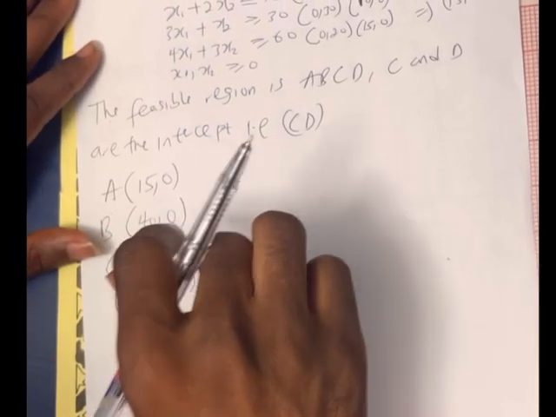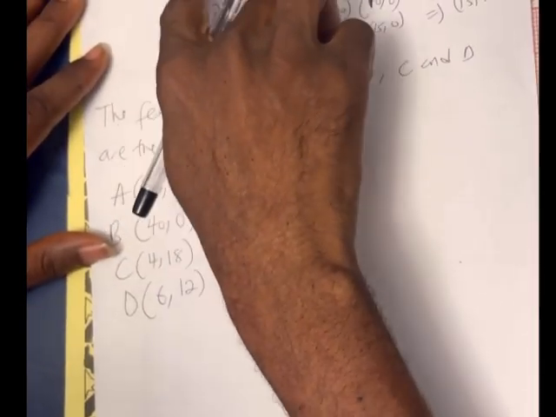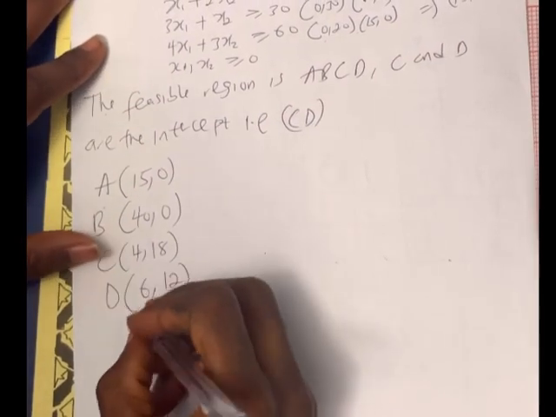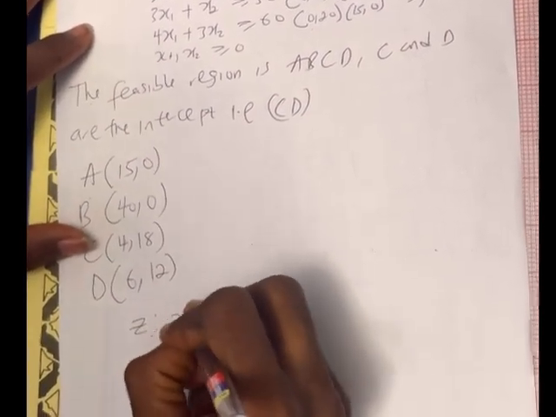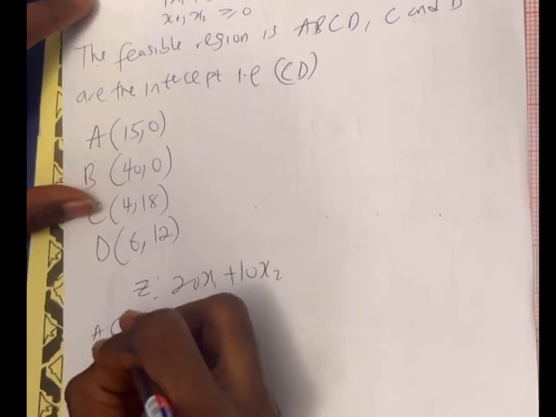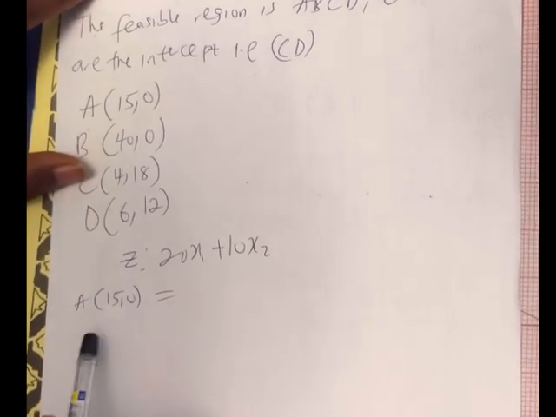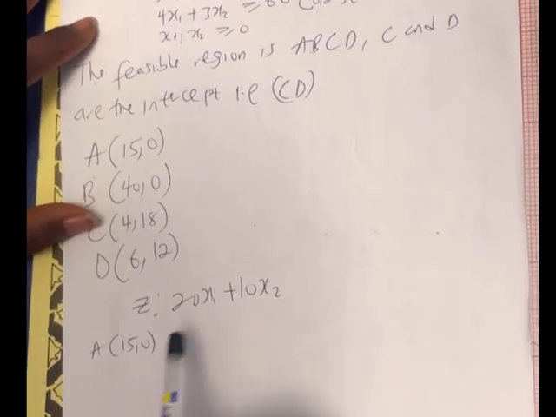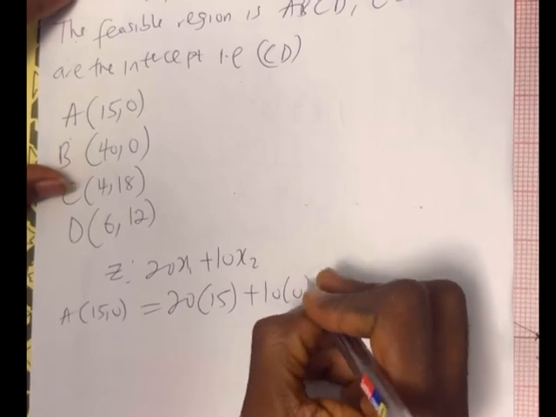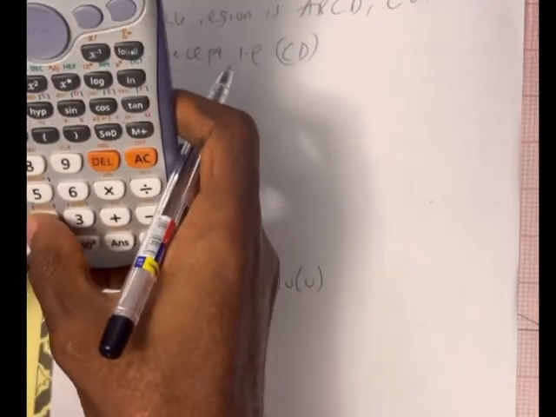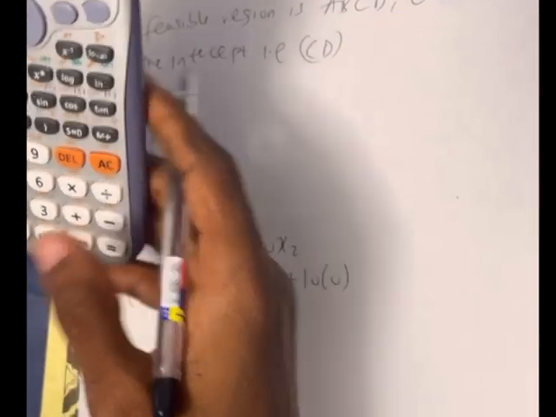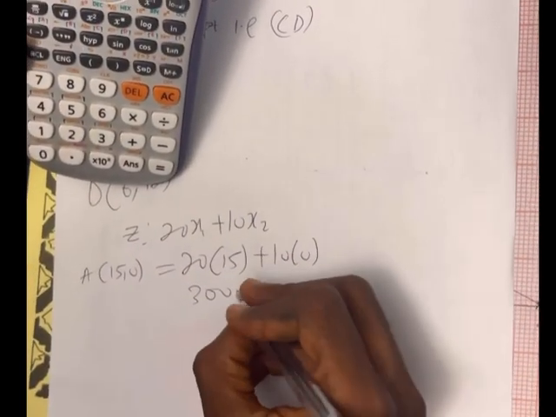So I will now put it in my minimize objective function so that I can get my minimum value for the objective function. So our z is 20x1 plus 10x2. Our A is 15, 0. It means whenever I see x1, I'll put 15. Whenever I see x2, I'll put 0. So 20 times 15 is 300. 10 times 0 is 0.